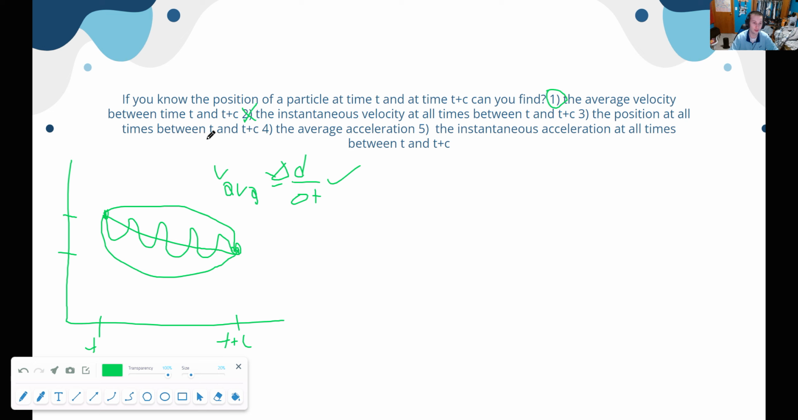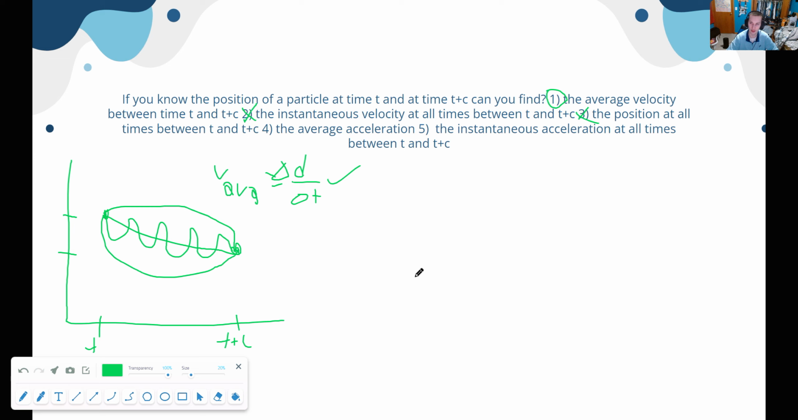3, the position at all times between t and t plus c. Well, again, you could have an arc, you could have a line, you could have a squiggly line. We know nothing about the position between these two times. We just know that at time t and at time t plus c, the particle is at those two spots, but in between there, we have no idea. So we have no idea what's going on there.